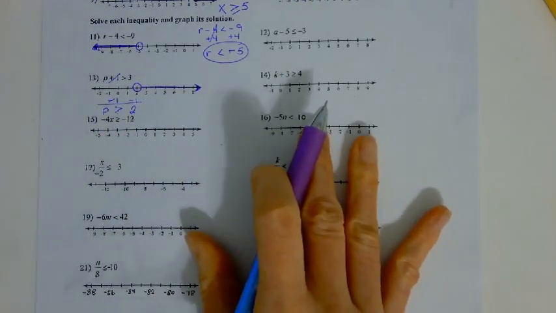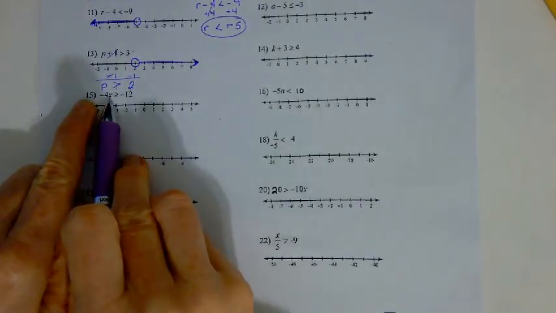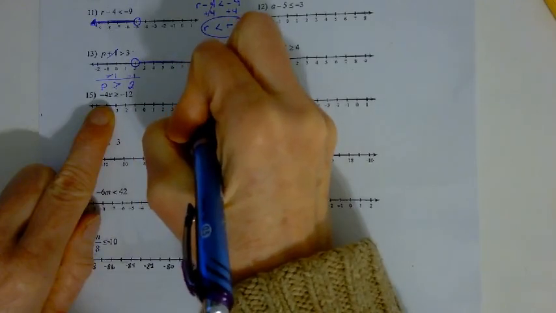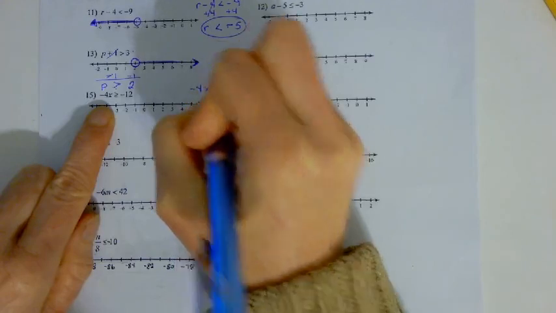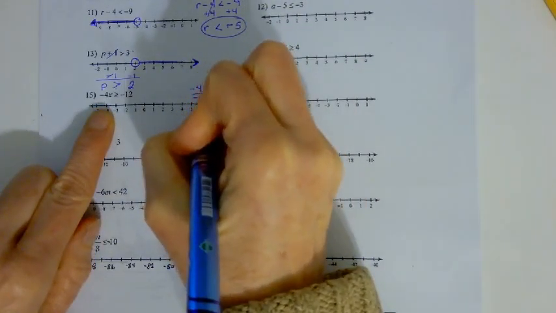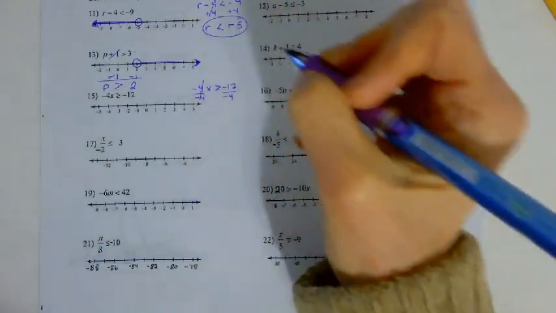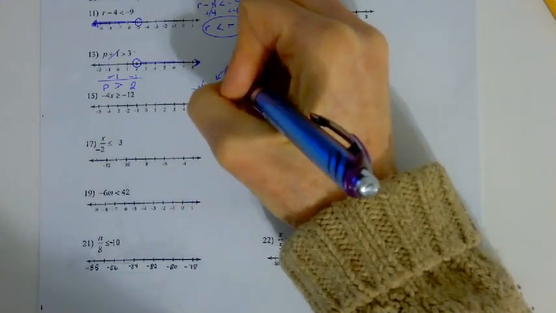Okay, number 15. We have negative 4x greater than or equal to negative 12. Now we're multiplying by negative 4 here, and so we need to divide by negative 4. So I'm going to just rewrite it over here. Now I'm going to divide by negative 4. Now remember what we learned today. If you divide by a negative number, we have to do something very special to the sign. We have to flip it.